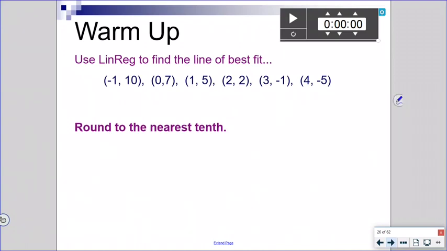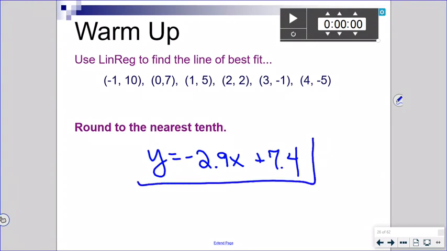This is what I got. Round to the nearest tenth. Plus 7.4. All that LinReg line of best fit stuff. Fun.